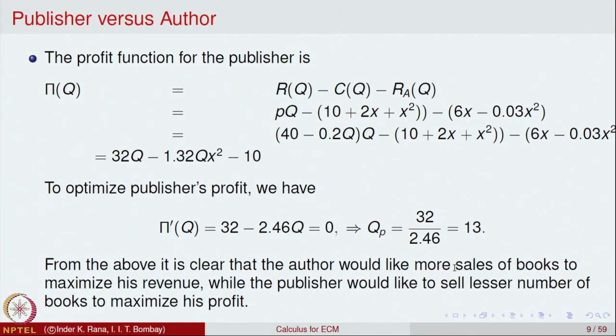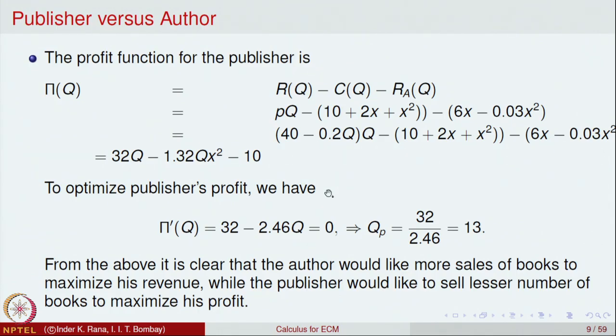So, as far as the author is concerned, the publisher should be selling 100 books, while the publisher, to maximize his revenue, thinks he should be selling only 13 books. So, there is a conflict of interest between the two. The publisher would like to sell a lesser number of books to maximize his profit, right, lesser than the author thinks. So, this is a comparative statement we can get from this.